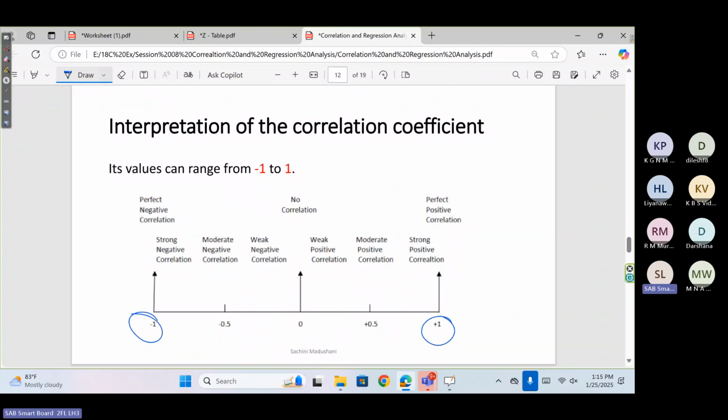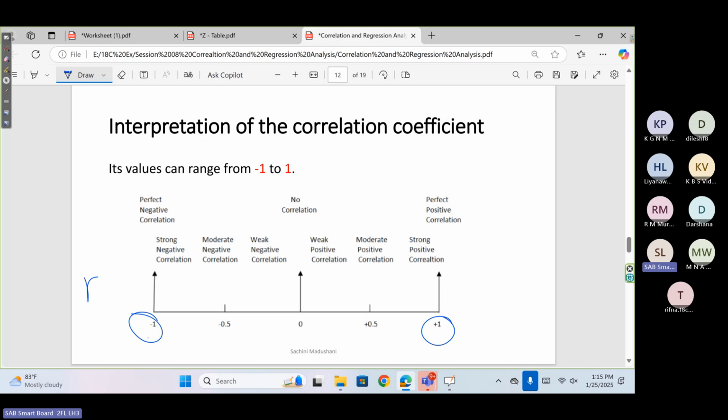Then if we look at the r value, first we look at the sign. Is it a minus value or a plus value? If the sign is minus, it indicates negative correlation. If the r value is positive, there is a positive correlation.